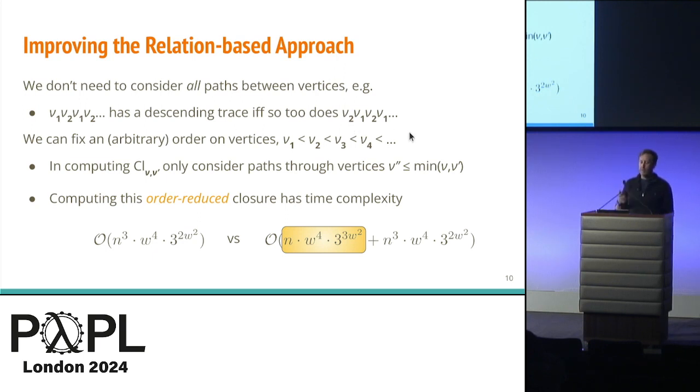So we can modify the Floyd-Warshall-Kleene algorithm to avoid considering unnecessary paths by fixing an arbitrary order on the vertices. This means that when we're computing the sets of sloped relations, we only need to consider paths between particular vertices that pass through intermediate vertices which are less than or equal to the smaller of the endpoints according to this order. For this reason, we call this modification of Floyd-Warshall-Kleene the order-reduced algorithm. What we see in the complexity analysis is that it saves an exponential factor in the vertex width compared with the original Floyd-Warshall-Kleene.